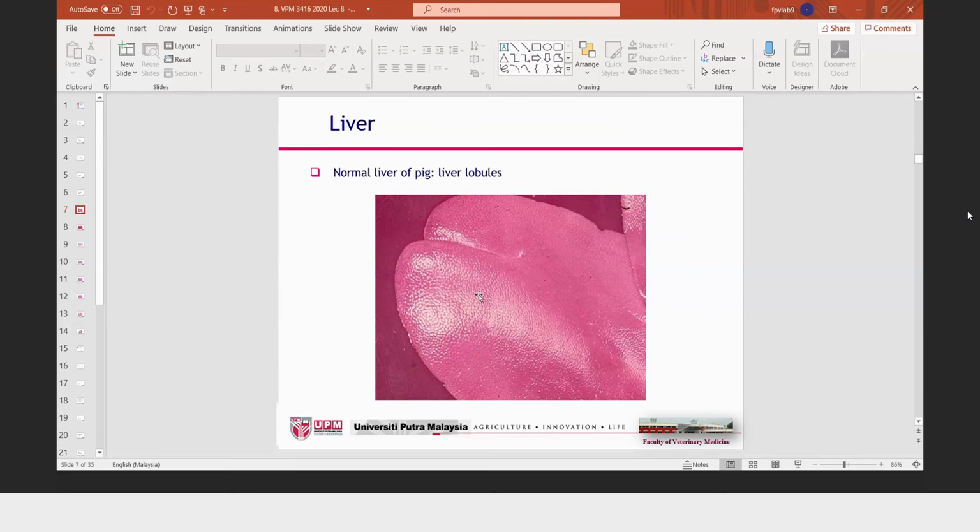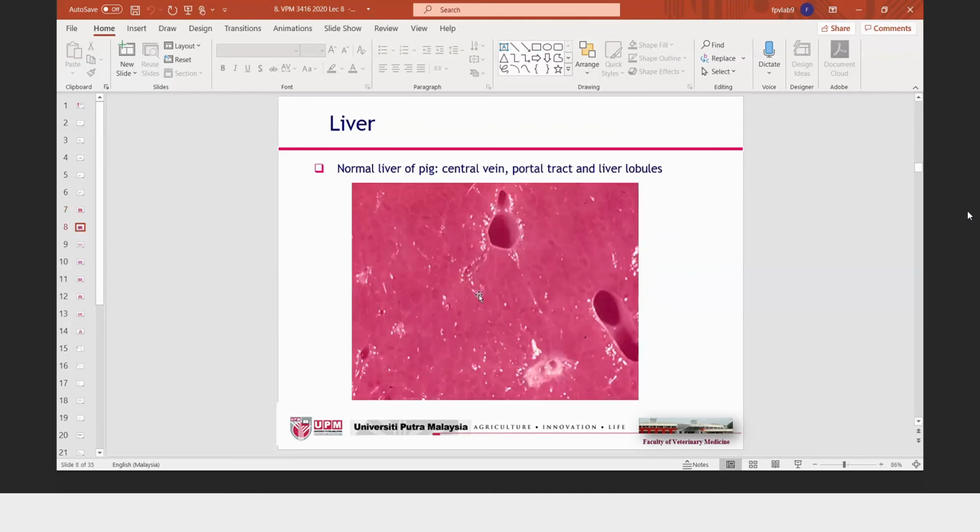And when you do histology, grossly, this is what you can foresee there. Good. You have the central vein, which is not clear there. You have the portal triad there, and then the liver lobule inside here.